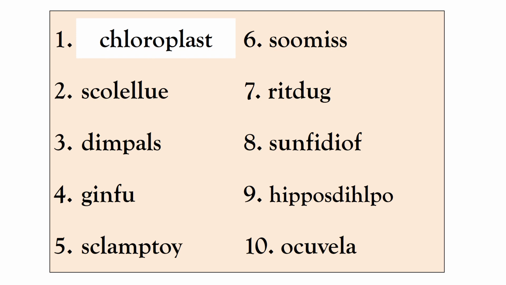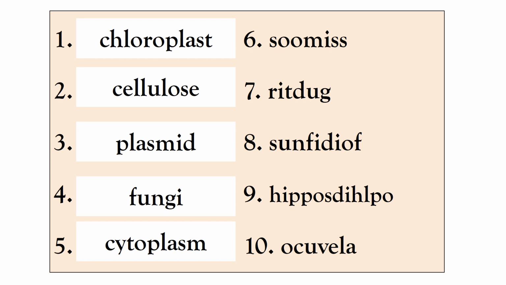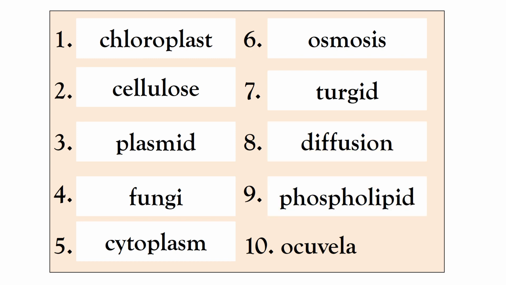Number 1, chloroplast. 2, cellulose. 3 is plasmid. 4 is fungi. 5 is cytoplasm. Osmosis is 6. 7 is turgid. 8 is diffusion. 9 is phospholipid. 10 is vacuole. So if you haven't done so already, put down a sentence for each one. I'll give you examples of ones that would be reasonable.